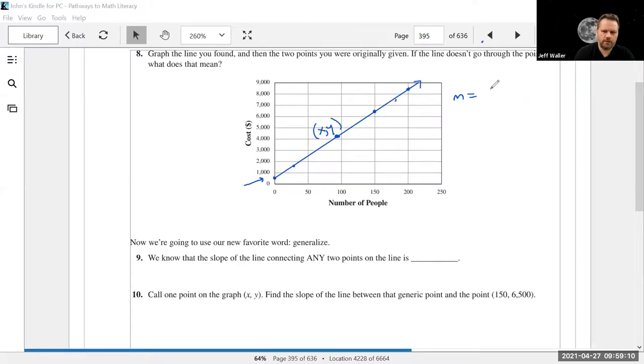All right. And this point, let's just pick one of these two points. This is the point 150, 6500. Okay. Can somebody find the slope between this point and that point? Let me do something a little bit better here. Let me rewrite this. Hold on, don't do anything yet. Be a little bit smarter here. Let me call this one X1, Y1.